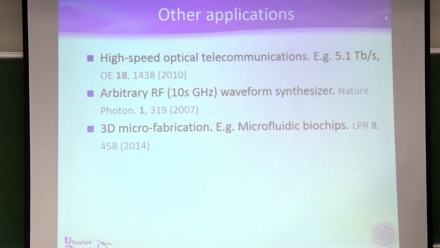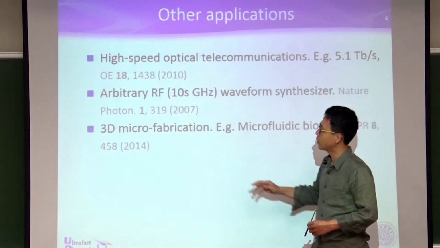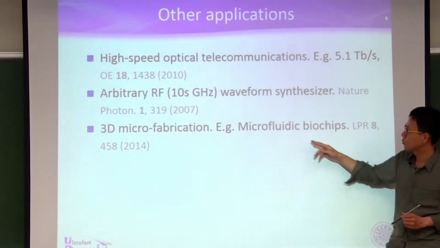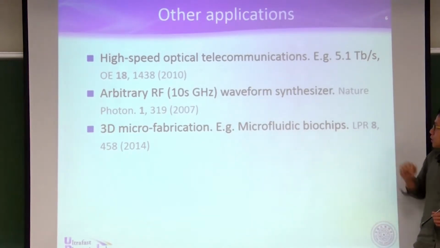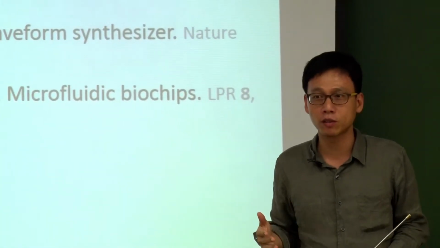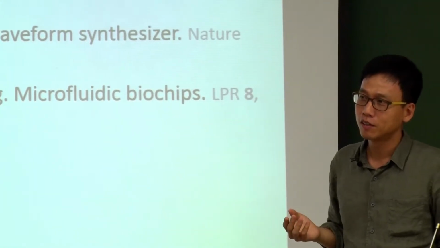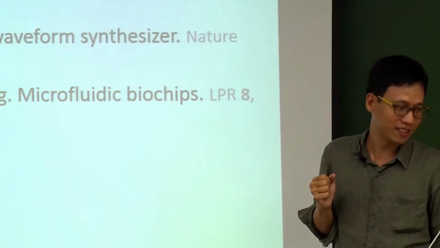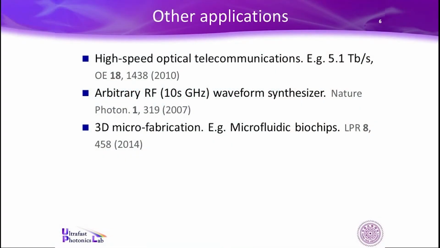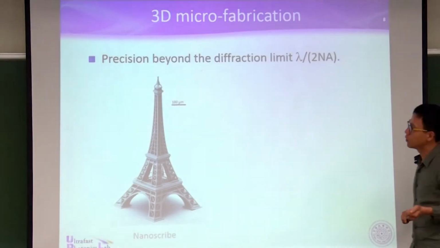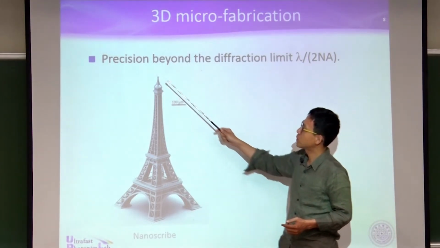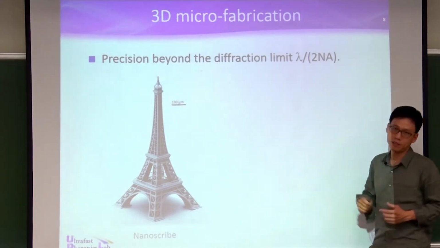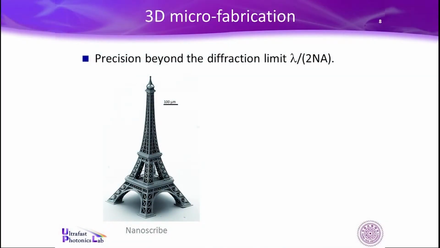Third example is three-dimensional microfabrication. Okay. For example, microfluidic biochips. Okay, so it's about fabrication, micro and nano-scale fabrication. Let me show you another example. Hopefully, the fabrication precision can be beyond the diffraction limit. What is diffraction limit?